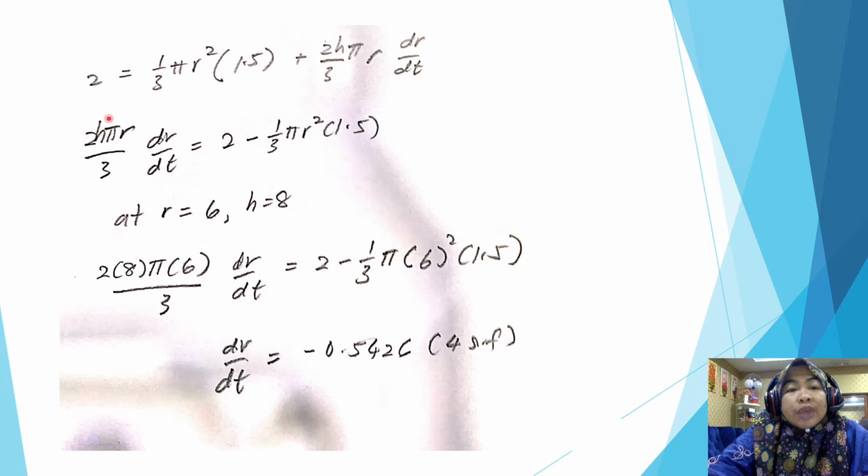Next, substitute all the values we have. Here we have 2 and 1.5, and substitute the radius and height. So dr/dt is negative 0.5426. So this is the rate of radius changing. Negative 0.5426 means that the radius is decreasing.